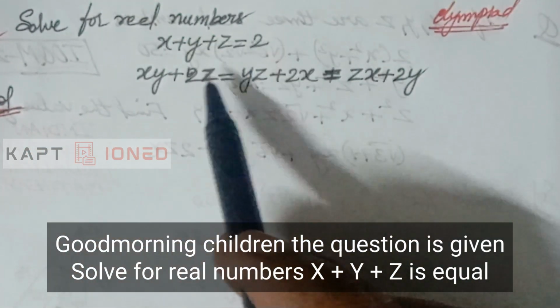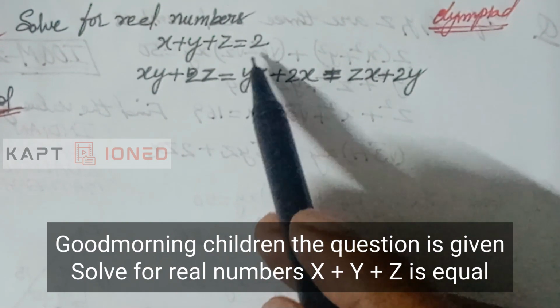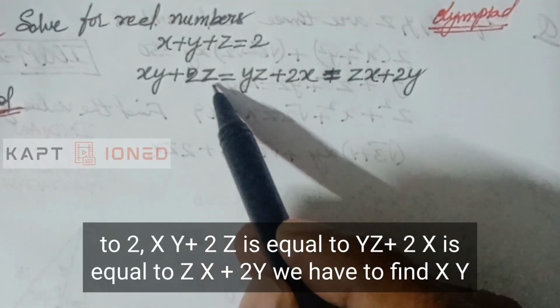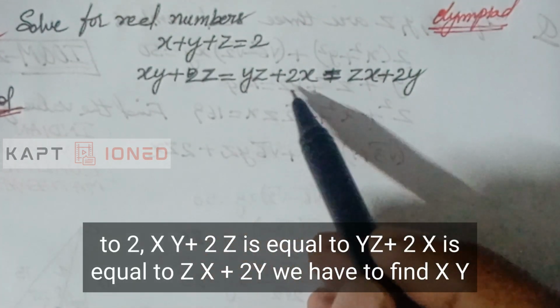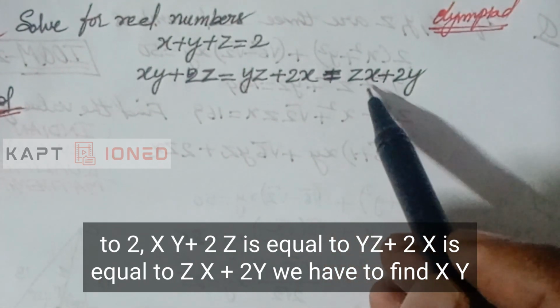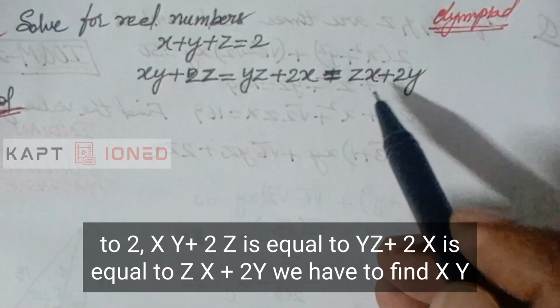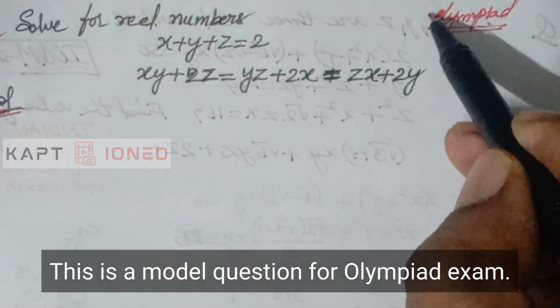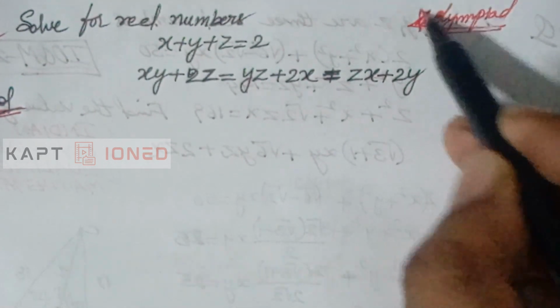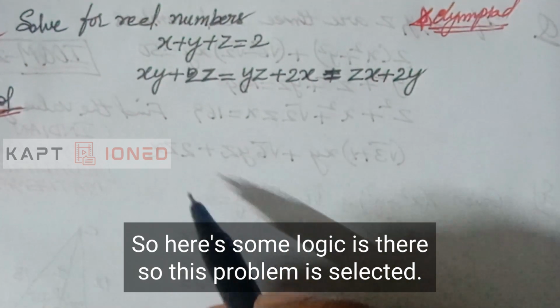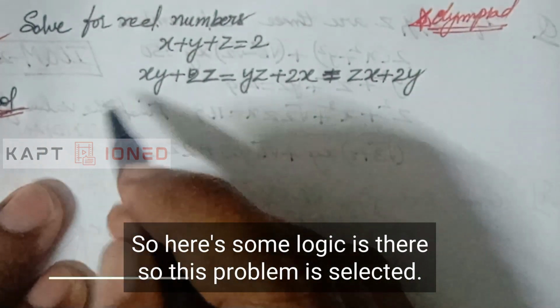The question is given now. Solve for real numbers: x plus y plus z is equal to 2, xy plus 2z is equal to yz plus 2x is equal to zx plus 2y. You have to find x, y, and z values. This is a model question for Olympiad exams. So here some logic is there. That's why this problem is selected.